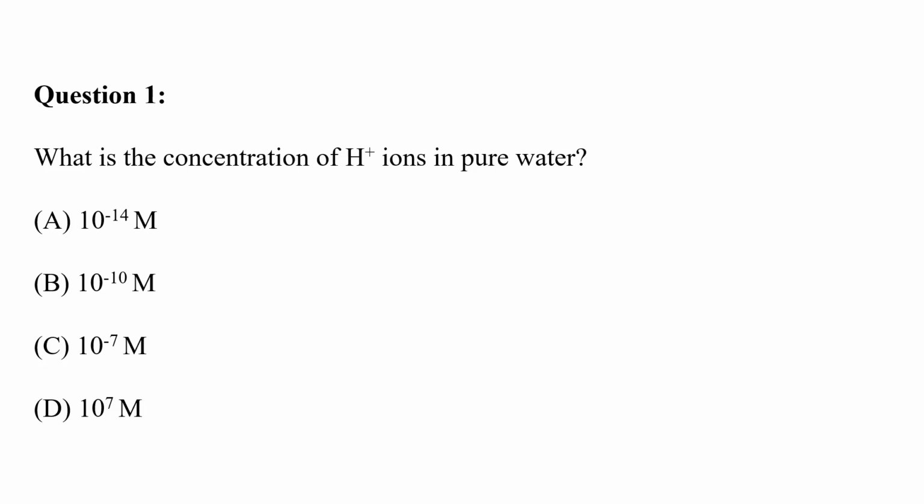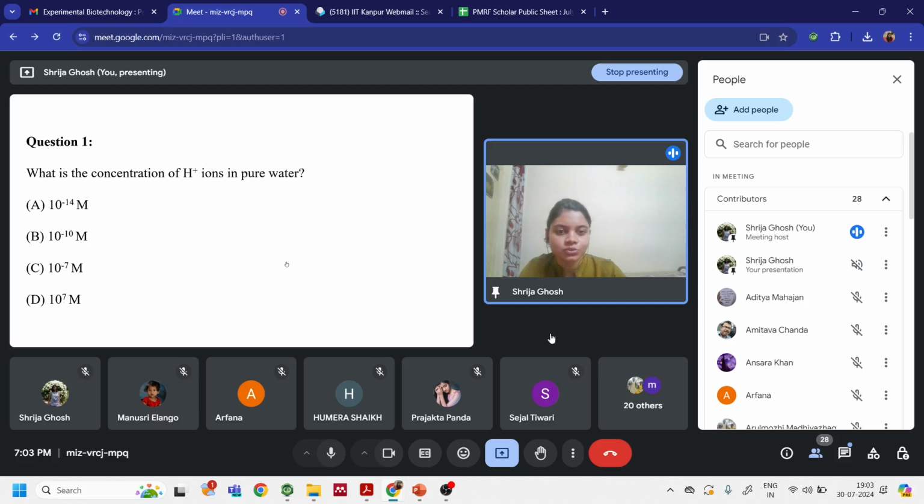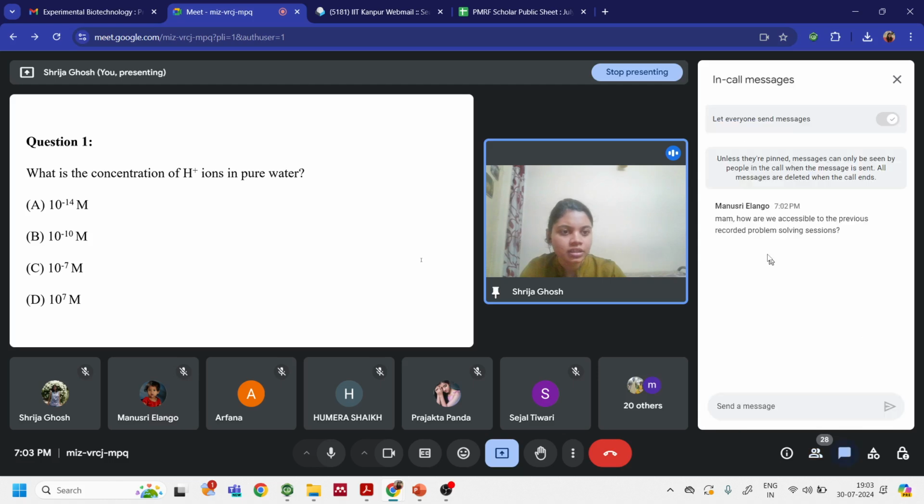If anybody knows how to solve this question, or wants to answer, you can answer it in the chat box. Okay, we have an answer. Aditya says C. Manushri is asking, how are we able to access previous recorded problem solving sessions?